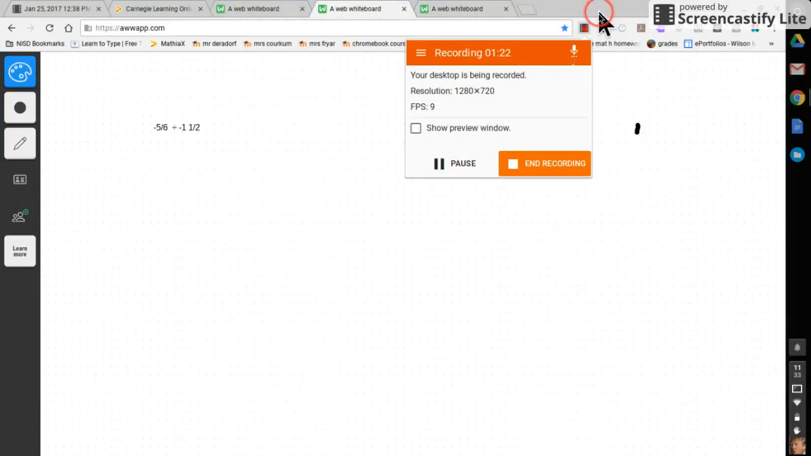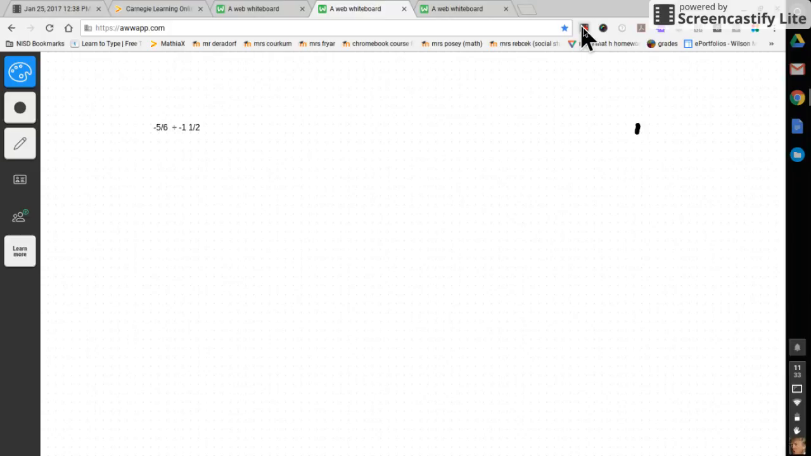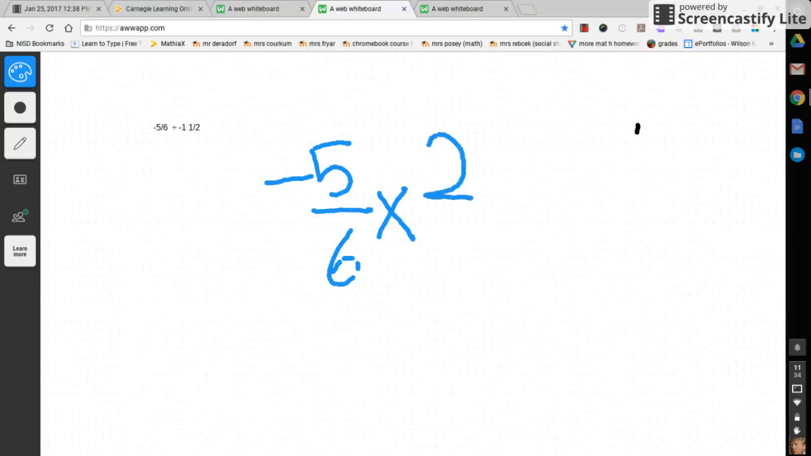Next, let's solve the second problem, which is a bit more challenging than the first one. The problem is negative 5/6 divided by negative 1 1/2. First, we need to SOAR again. We keep the first number as it is, negative 5 over 6. Change the sign to multiplication. Then we make that mixed number into an improper fraction, which would give us 3 over 2. And then we want to flip that, so it would be 2 over 3.